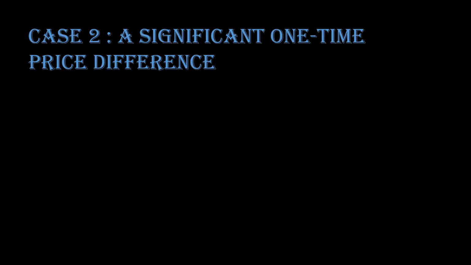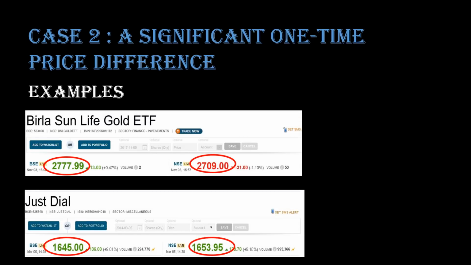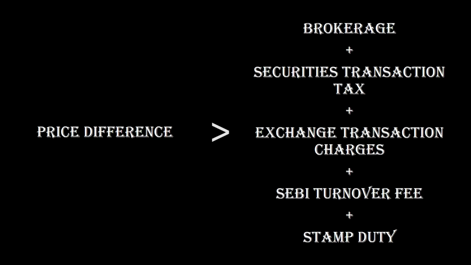Case 2, a significant one-time price difference. What if the price difference is so high that it exceeds the taxes and charges put together? We should be able to earn profit after deducting the expenses, right? No. But why? Let's try to understand the process first. It is common knowledge that shares are usually held in an electronic form in a demat account. Whenever you buy shares, whether on NSE or BSE, the number of shares in your demat account increases, and whenever you sell them, the number decreases.